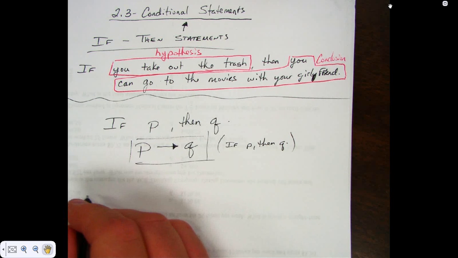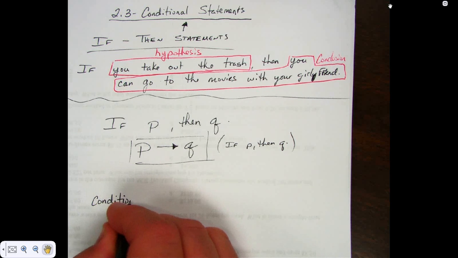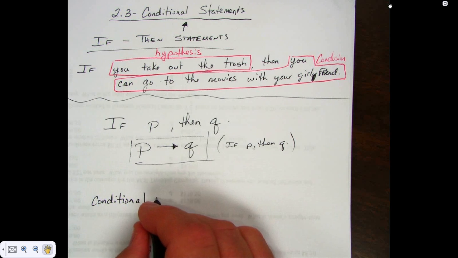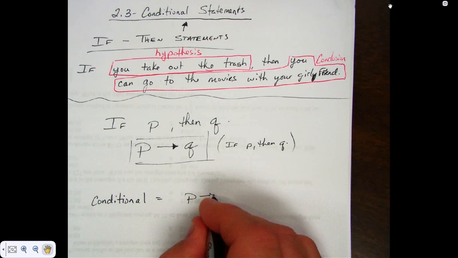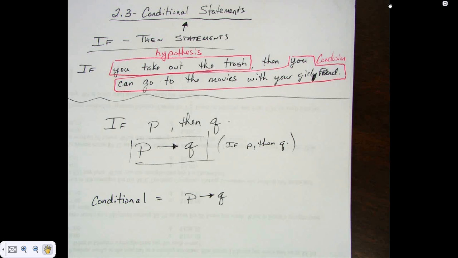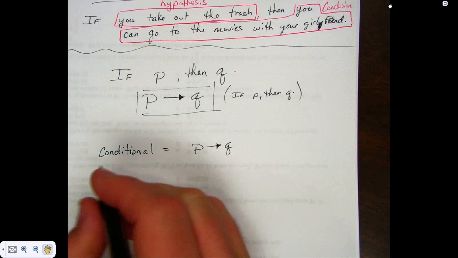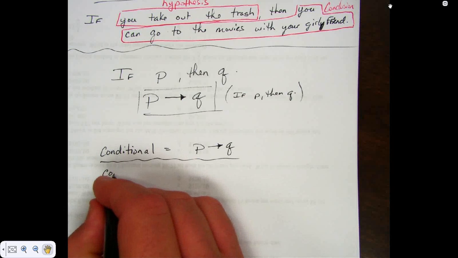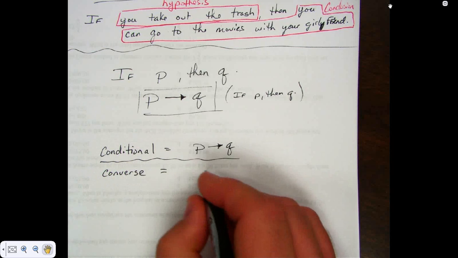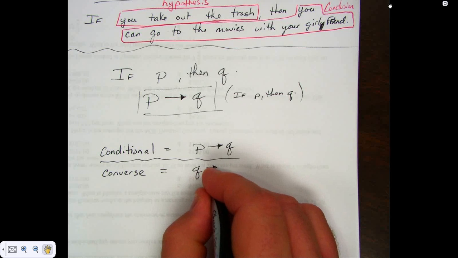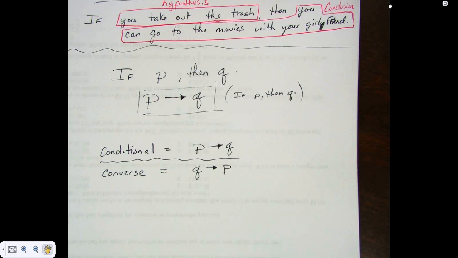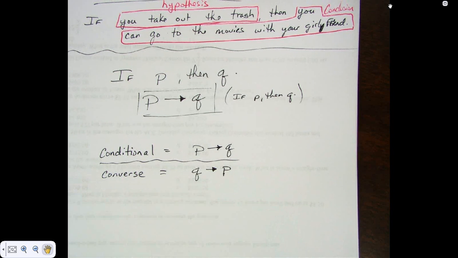Okay. What we're going to have is a bunch of different, you're going to have a conditional. If P, then Q. Then we're going to have something called the converse. What do you think that means? Could you guys say the converse of this statement? Nope. If you go to the movies with your girlfriend, then what? You took out the trash.